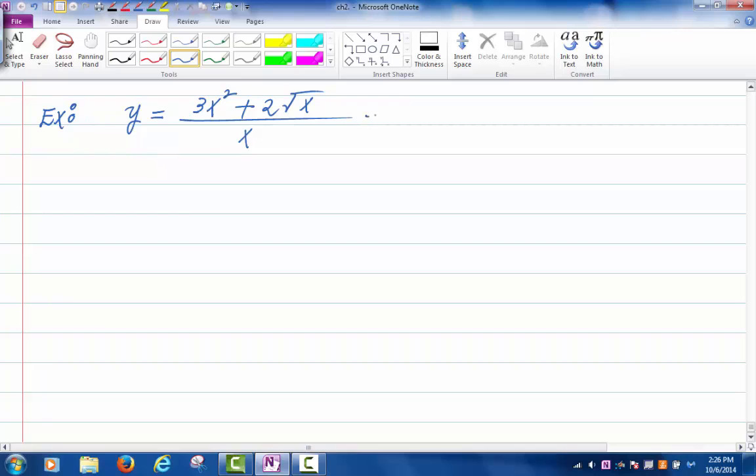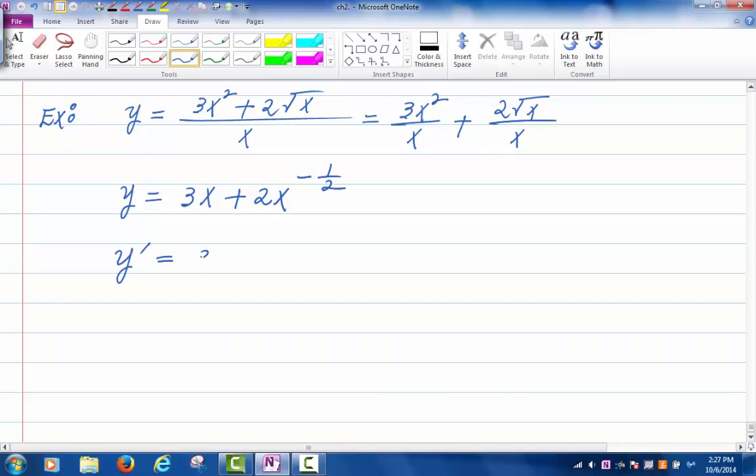But instead, if you realize that you can write it as 3x squared over x plus 2 root x over x, then you would know that y equals 3 times x plus 2 times x to the what? Negative half. So then the derivative is pretty easy. It's 3 plus 2 times the derivative of x to the negative half. Applying the power rule, negative half x to the negative half minus 1, which would be what? Negative half minus 1 would be negative 3 halves.